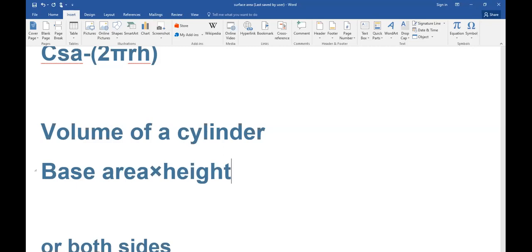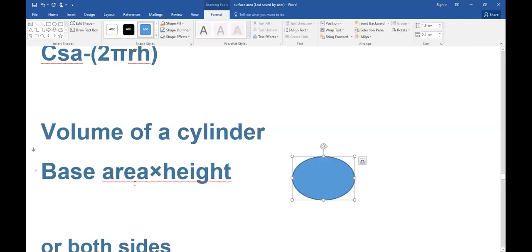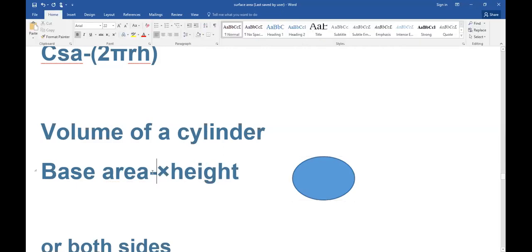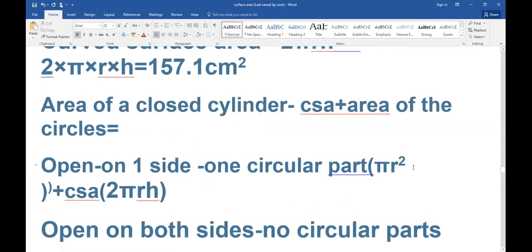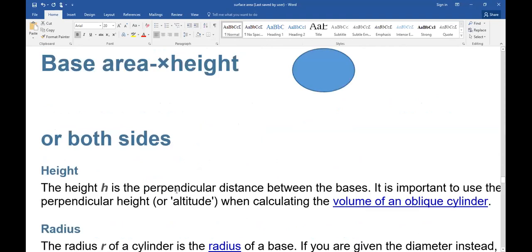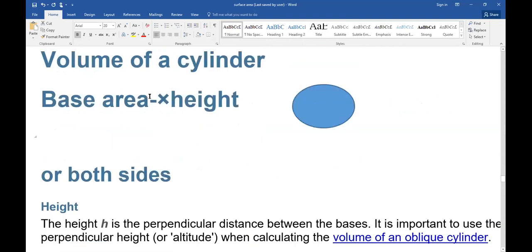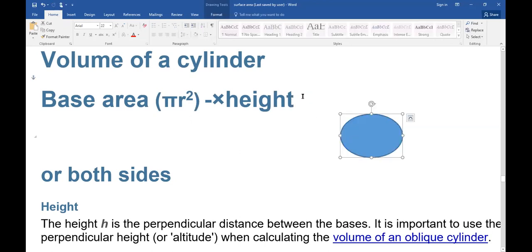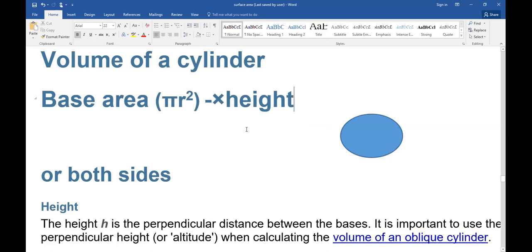When you look at the shape of a cylinder, what is the shape of the base? The shape of the base is circular. So how do you find the area of a circular item? You do this by saying pi r squared. So let me copy this, and then you multiply by the height.